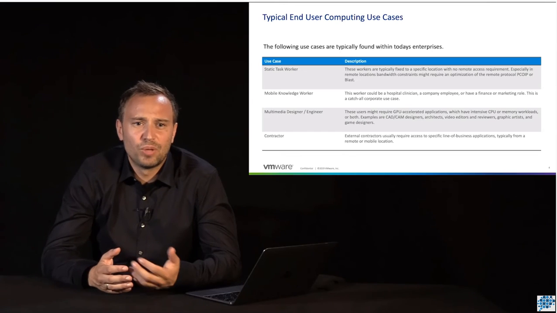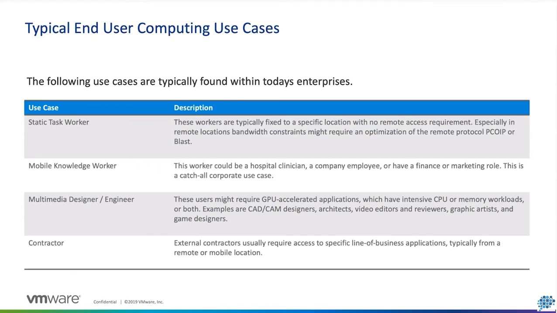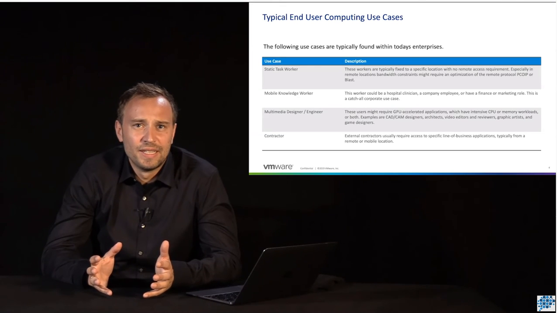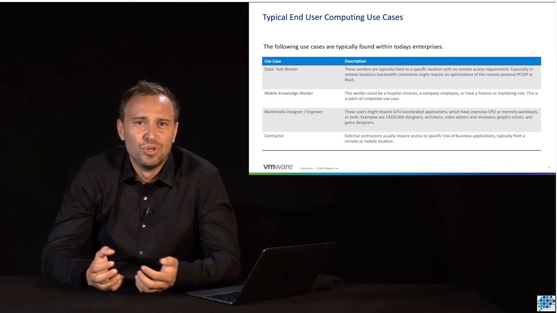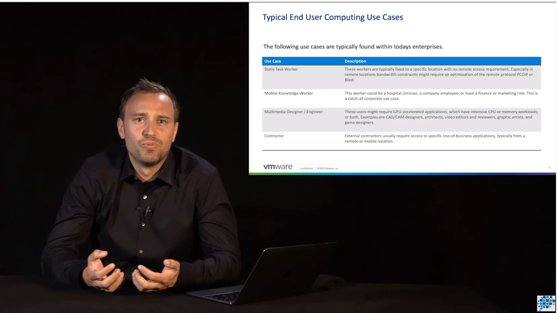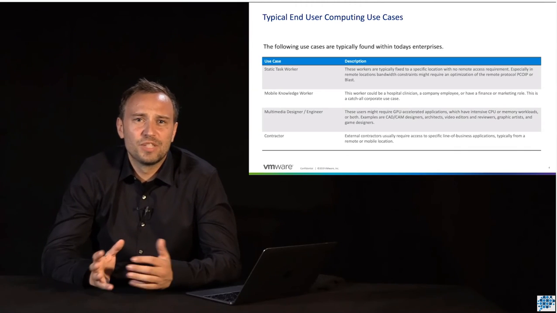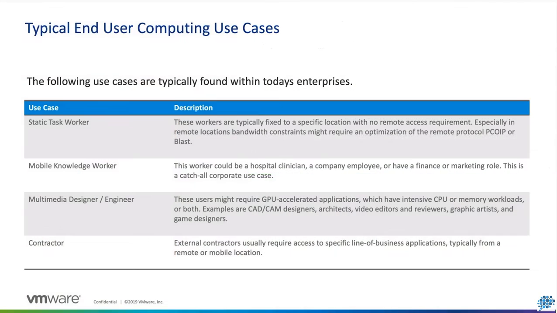What else do we got? Probably something like a multimedia designer or engineer who requires 3D accelerated graphics cards, who needs GPU power, who needs a high amount of compute power, CPU and memory, who needs a persistent virtual desktop that has a lot of disk space to do all of the creative work he does in the environment. Or we have something like a contractor. That is someone who only has specific access to specific applications, only in certain scenarios, if he has used a second factor authentication.